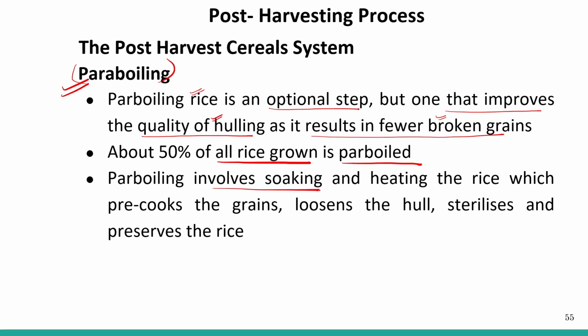Parboiling involves soaking and heating the rice, which pre-cooks the grains, loosens the hulls, sterilizes and preserves the rice. So in parboiling, we soak and heat the rice. We pre-cook the grains. We are not totally cooking the grain, but it is pre-cooked, and it loosens the hulls that are attached to the seeds. It sterilizes, removing germs, dirt, bacteria, fungi, whatever is attached to the hulls or the seeds. So it gets sterilized, and it also preserves the rice.